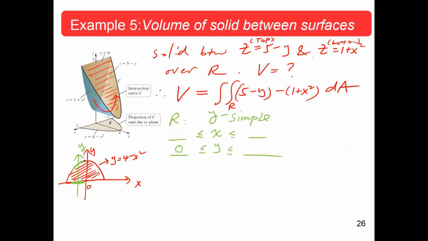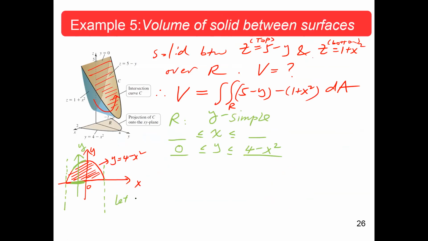4 minus x squared. Yep, it's this parabola, which is 4 minus x squared. Good. How about x values? Negative 2. The x value is about this x here, left down, and this x here, right? And actually, those are the two x-intercepts of this parabola.